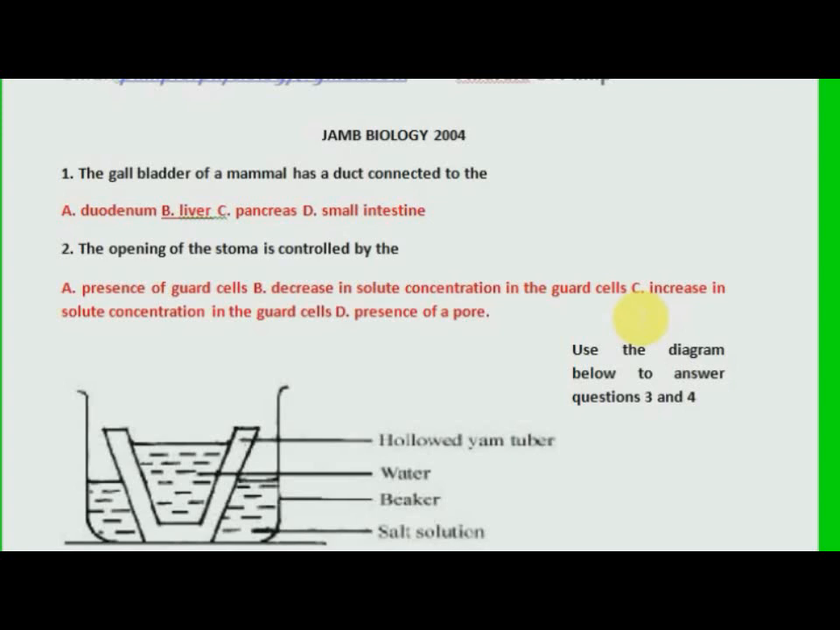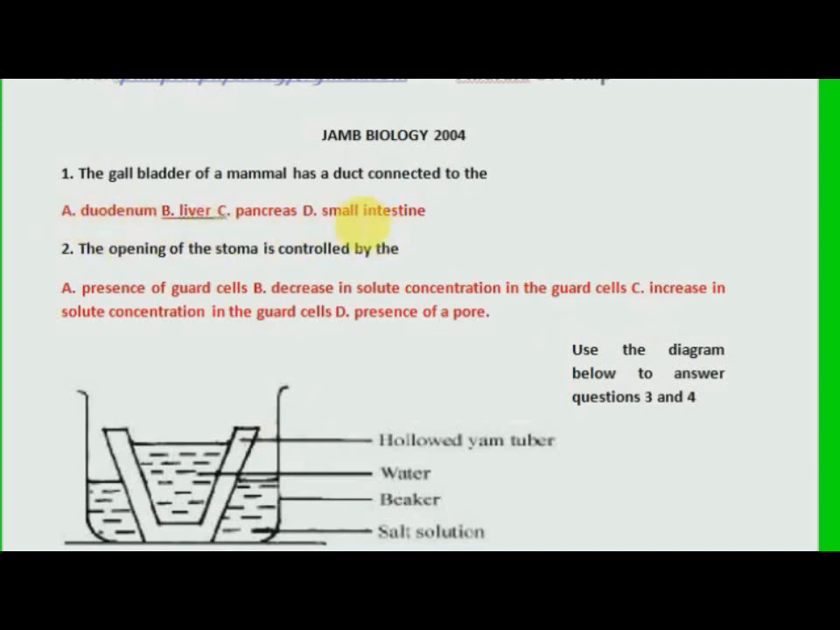Let's get started. The gallbladder of a mammal has a duct connected to what? Now, it's very important we know that the gallbladder is found underneath the surface of the liver, and it stores what we call bile. This bile is essential for fat digestion as it emulsifies fat during the digestion of fat. So basically, where is this duct connected to? It is connected to the first part of the small intestine, which is the duodenum. So the answer to our question is duodenum.